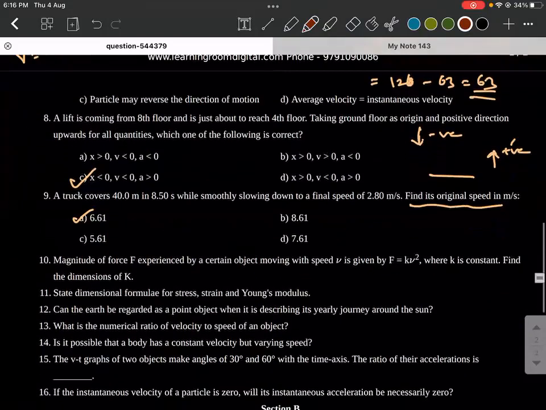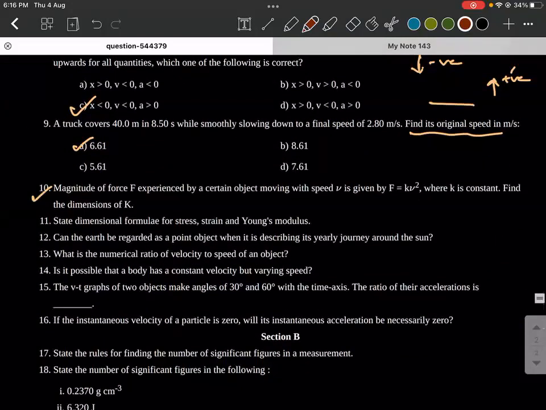Okay. Next is the 10th one. The magnitude of force experienced by a certain object with a speed v is given by F is equal to k v square, where k is a constant. Then the dimension of k is what?